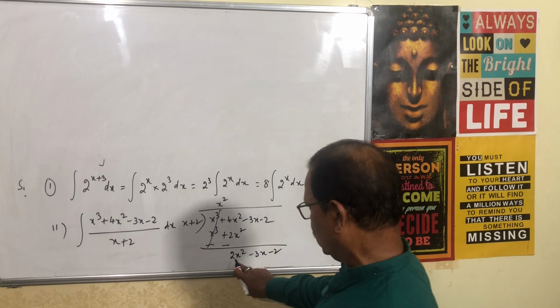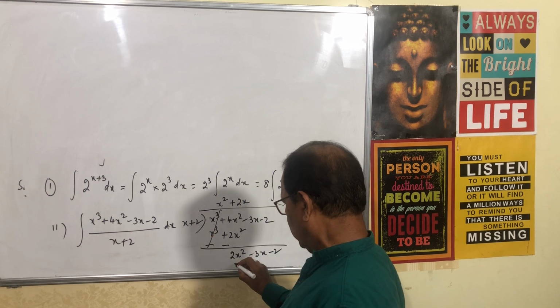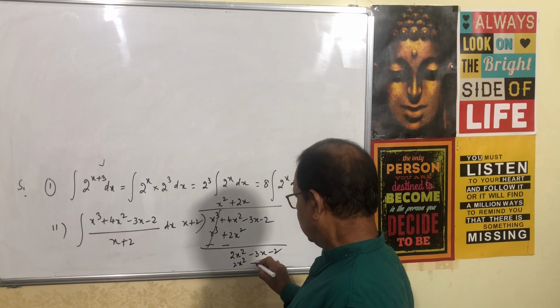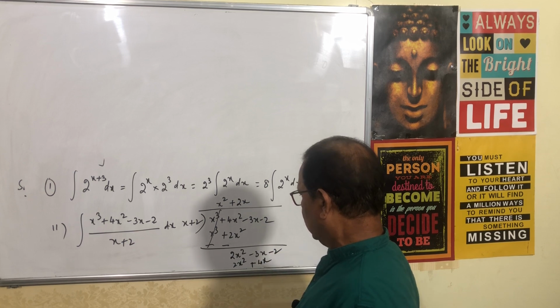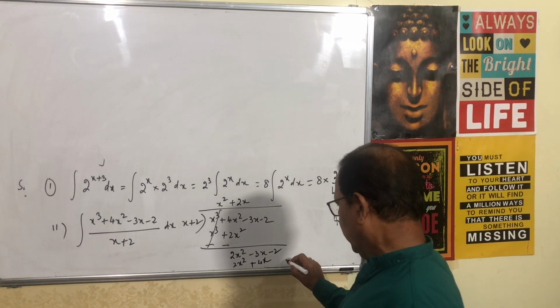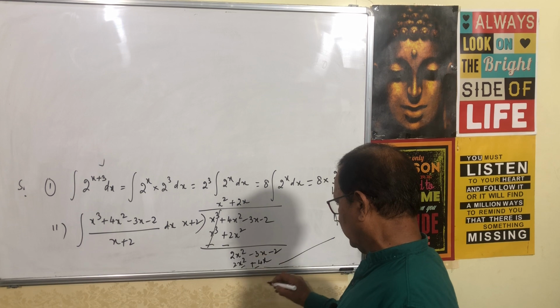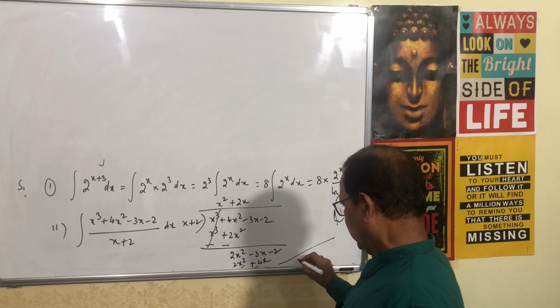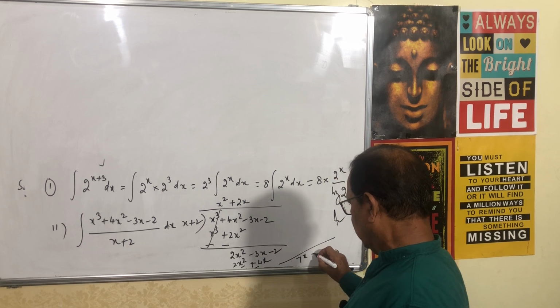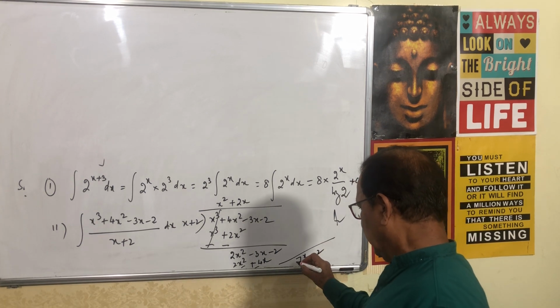Again, this is 2x square. So, let us take here 2x. So, 2x into x, 2x square, plus 4x. Now, again take minus. So, after taking minus here, we get minus and minus, 2x square cancels, minus 3x minus 4x is minus 7x minus 2, correct? I have taken minus 7x minus 2.